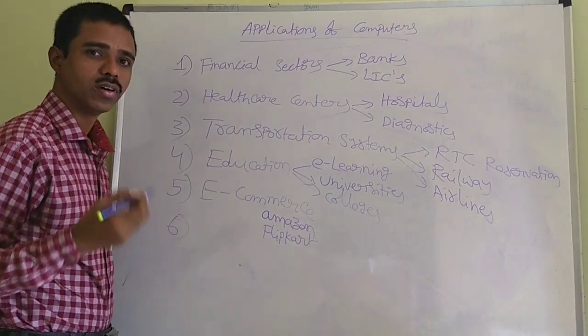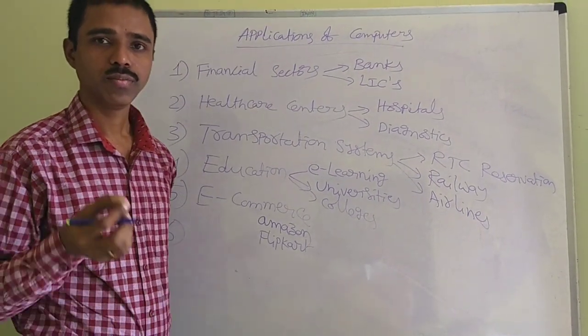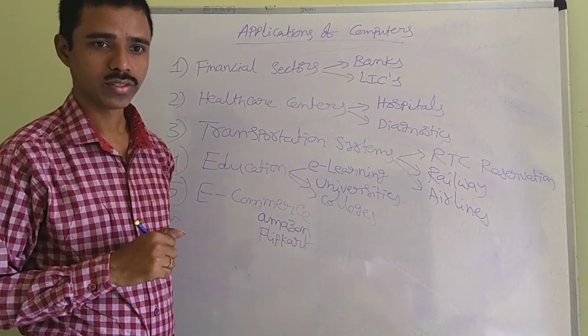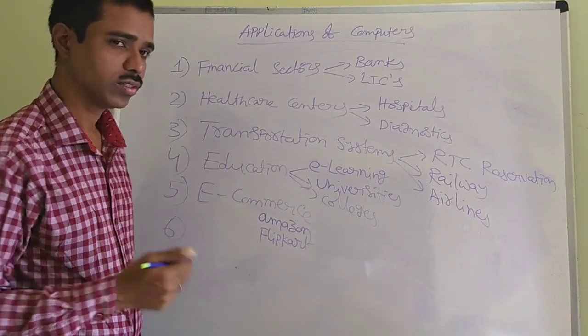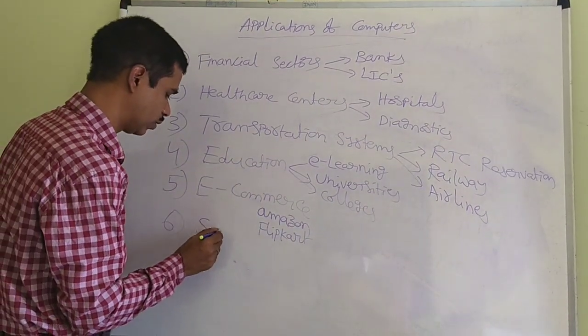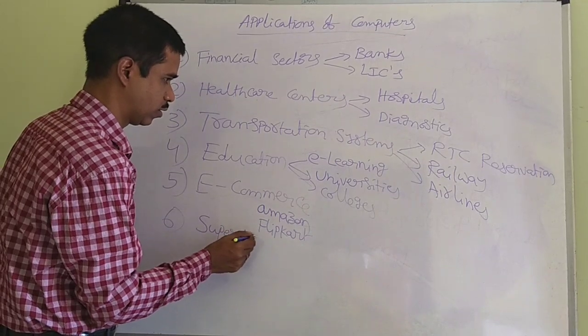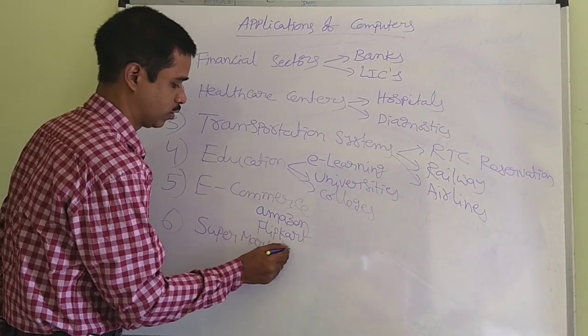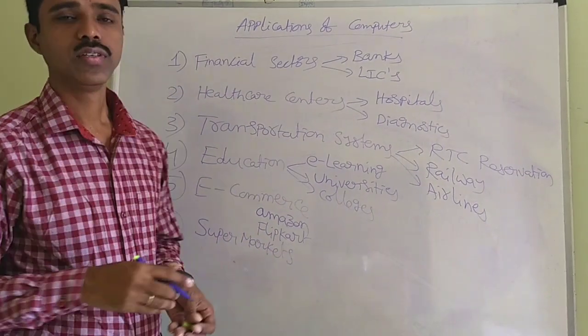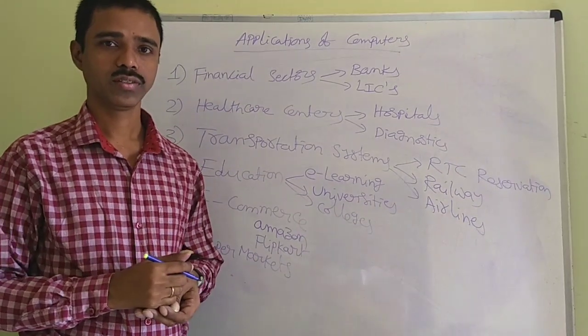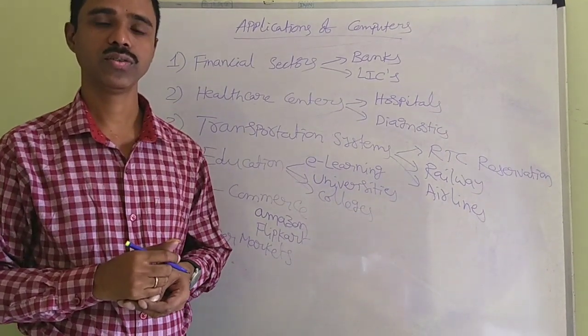Next, in the supermarkets, for example, they want to generate the invoice bills, so they are using the computers. Supermarkets.